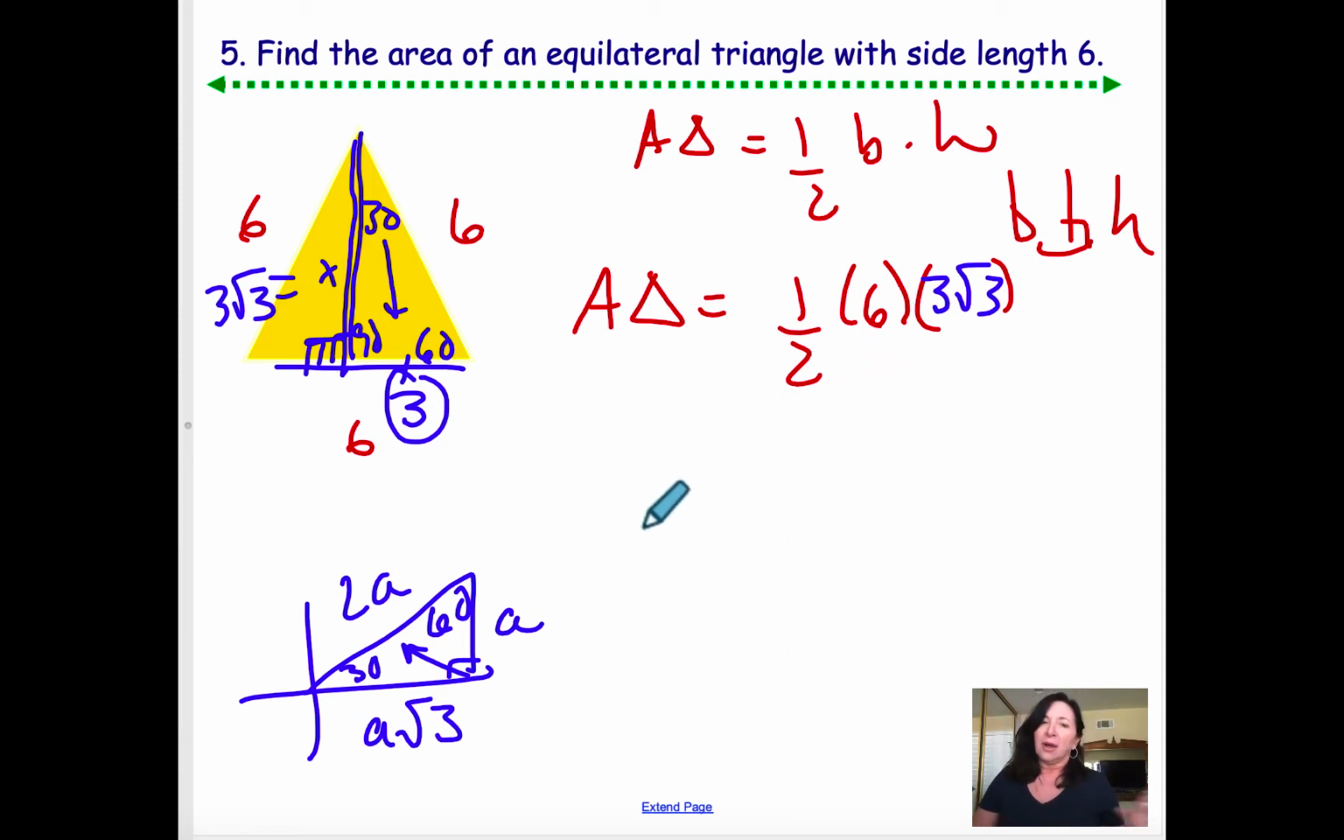And just a note, I get that maybe you forgot how to do that part. If you did, I would say this: yes, this is 3, that's x, and that's 6.